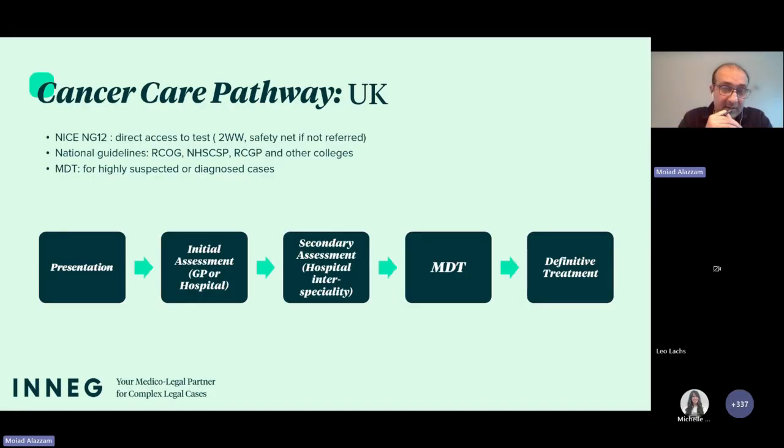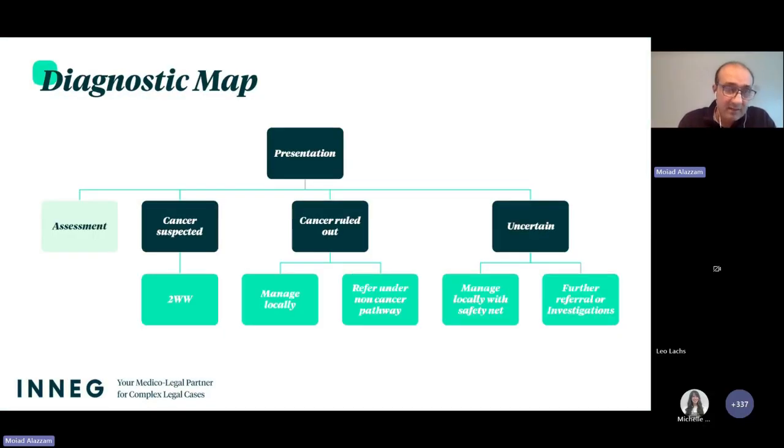From there, there is an initial assessment. If it is the GP, they might feel it is better managed at a secondary level. They send the referral letter, depending on the urgency, to the secondary care. And if that's thought to be a cancer or suspected cancer or confirmed cancer, it goes to the MDT. And within the MDT, they decide what would be the best approach of treatment. And this slide is presenting it in a slightly different way.